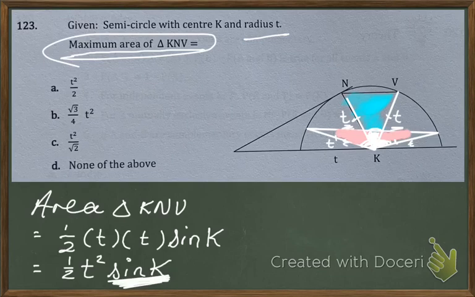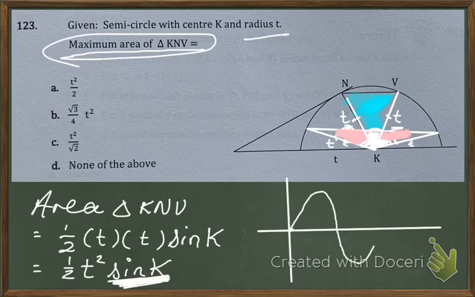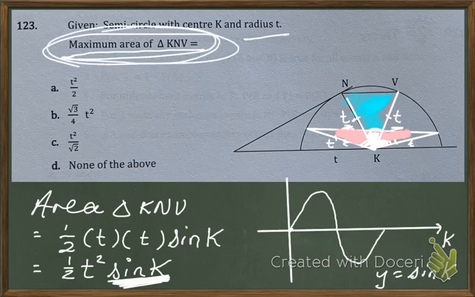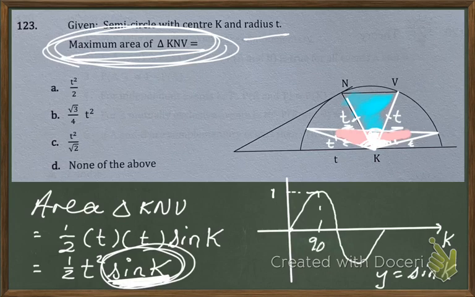Now if you consider sine of k, which is a variable, and you draw the sine graph, there's the sine graph. We call this now the k-axis, and the graph that we've sketched is y is equal to sine of k. For us to find the maximum area of the triangle, we're therefore going to find the maximum of sine of k. And the maximum of sine of k is 1. It's 1 when k is 90 degrees.